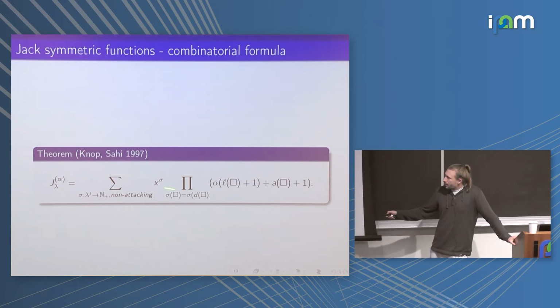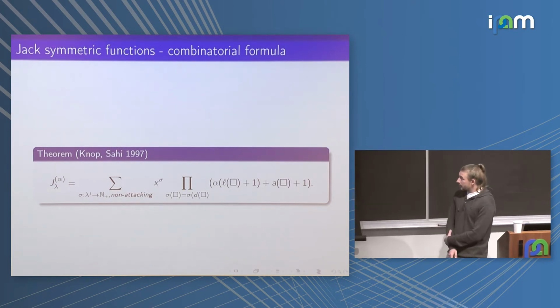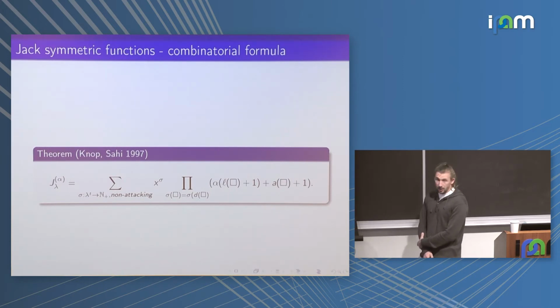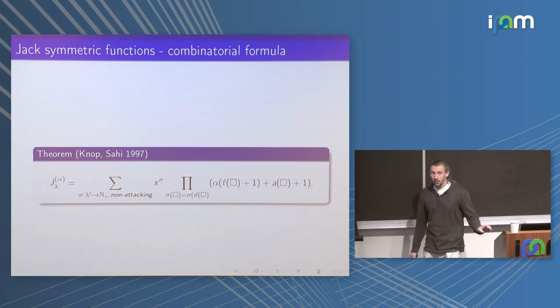So you're summing over all non-attacking fillings. You're associating a monomial with your filling. And then you're associating a certain product which looks like an alpha deformation of the hook. So for instance, this theorem tells you immediately that if you want to expand Jack symmetric functions in the monomial basis, the coefficients are polynomials in alpha with non-negative integer coefficients, which was an open problem in Jack symmetric functions for a while.